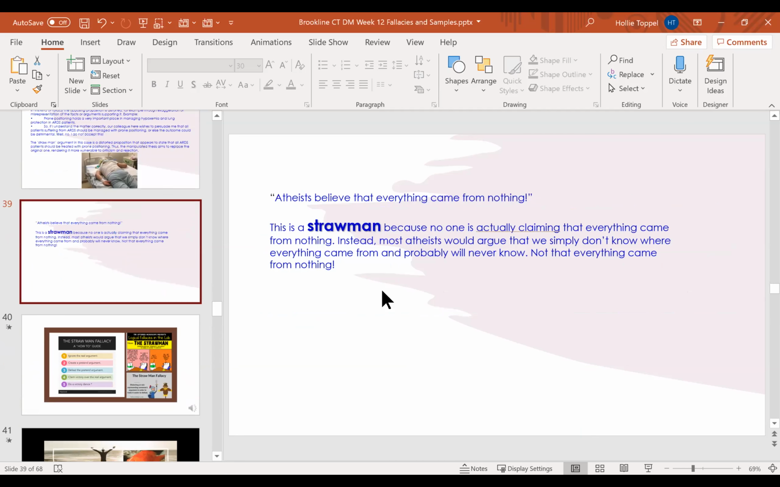So here's another thing about straw man. Atheists believe that everything comes from nothing. This is a straw man because no one is actually claiming that everything comes from nothing. Instead, most atheists would argue that we simply don't know where everything comes from, and probably we will never know. So atheists actually need to say, we don't know where everything comes from. We don't know.